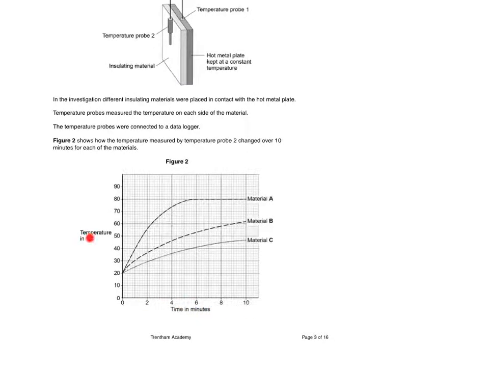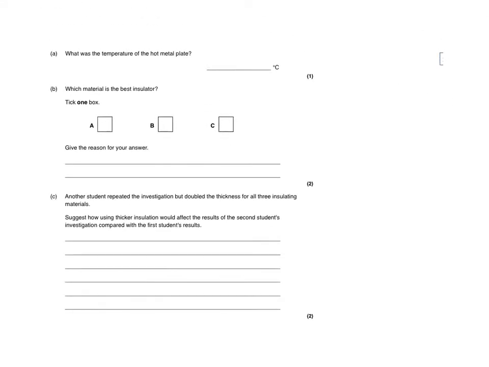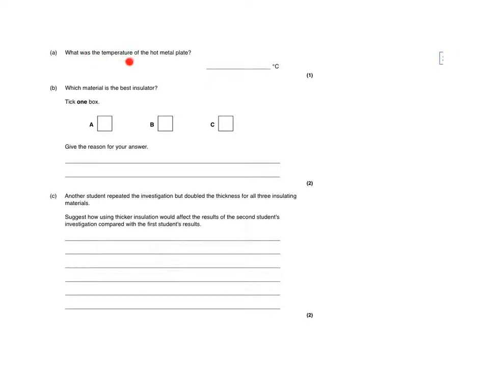Time in minutes, temperature in degrees, material A, B, C. What was the temperature of the hot metal plate? Which material was the best insulator? Tick one box. Give the reason for your answer.